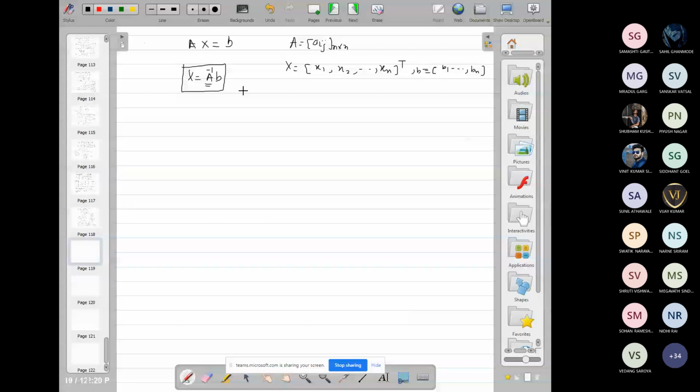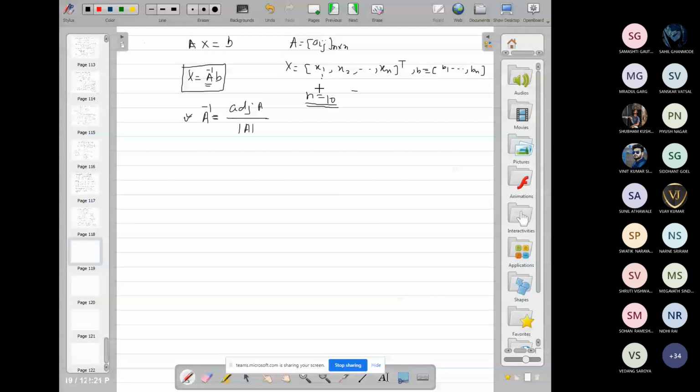But consider the case when the number of variables n is large, and suppose n is equal to 10 or 100. In that case, to obtain A inverse by using adjoint of A upon determinant of A is very difficult, or it takes much time. So this is the difficulty. Now we need to think about how to find the inverse of a matrix when n is large.